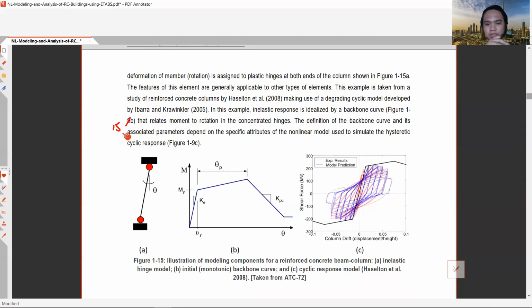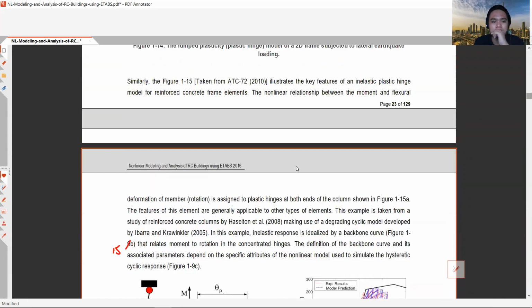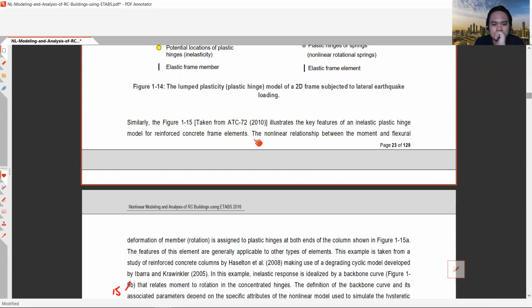Okay, so the definition of the backbone curve and its associated parameters depends on the specific attributes of the nonlinear model used to simulate the hysteretic cyclic response. So itong figure daw na to, ito yung illustration of the inelastic hinge model. Itong figure na to ang tinatawag nilang initial backbone curve. Okay? And this region is the cyclic response model. Okay. So, balikan natin.